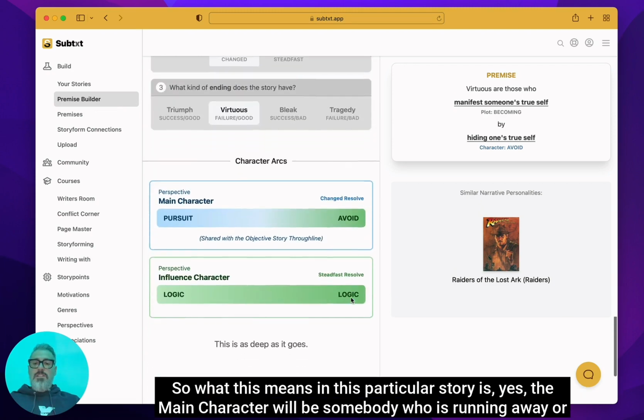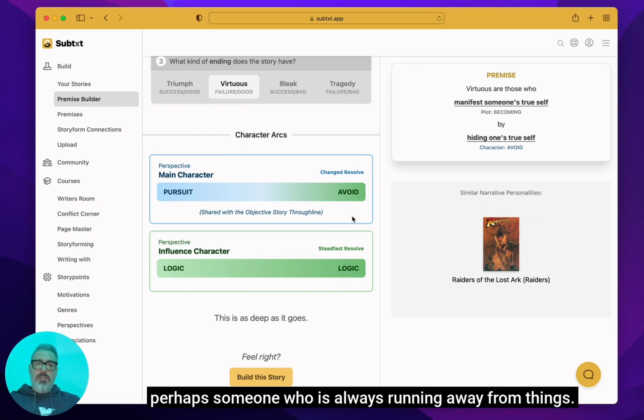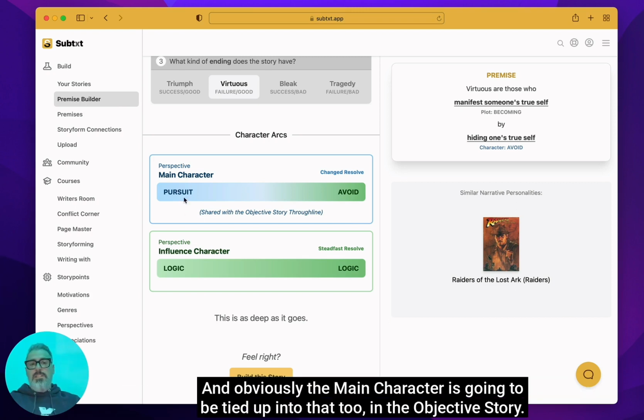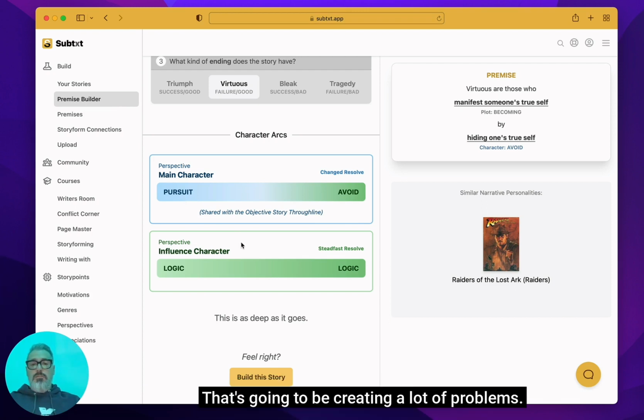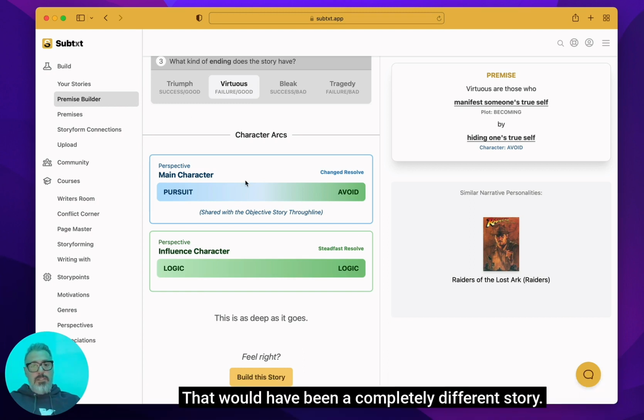So what this means in this particular story is, yes, the main character will be somebody who is running away, or perhaps someone who is always running away from things. And the influence character is somebody who's going to be pursuing. And obviously the main character is going to be tied up into that too in the objective story. That's going to be creating a lot of problems. And if the main character was just able to get their point across strongly enough, then the objective story would have ended in success. That would have been a completely different story.